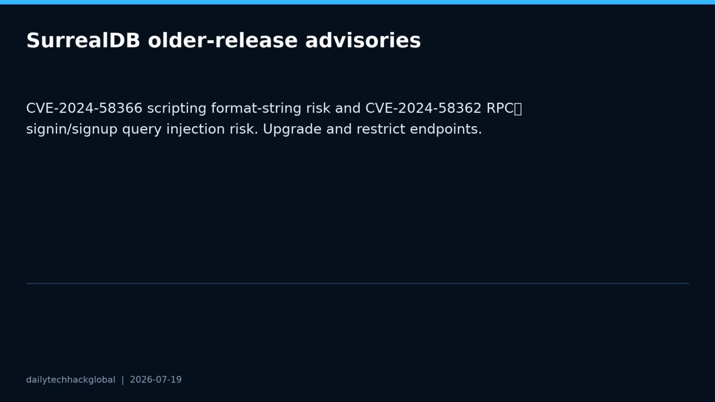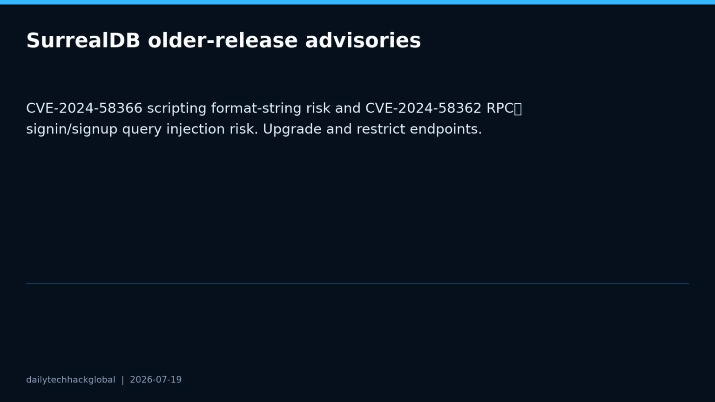The defensive action is to upgrade, confirm whether scripting is necessary, restrict public RPC endpoints, require strong authentication, and review record access rules. Even when a database is not directly internet-facing, application layer sign-up, sign-in, and scripting paths deserve attention because they sit at the boundary between users, identities, and data.